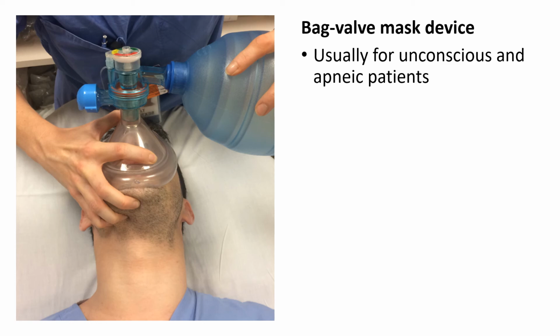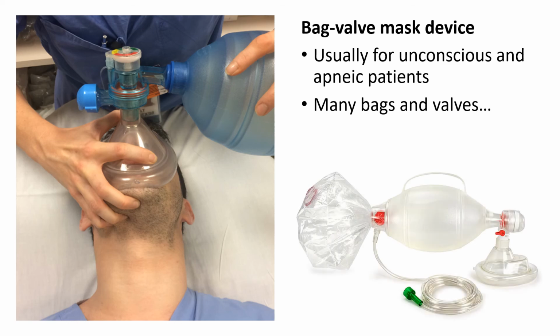This is typically for the unconscious or the apneic patient, and it is so named because it has many different bags and many different valves on it. This is what the full device looks like. You've probably seen these before. They have a reservoir bag on the end, just like a non-rebreather mask, which needs to be filled with oxygen. And there's a little valve in the middle here that prevents air from going back into that bag.